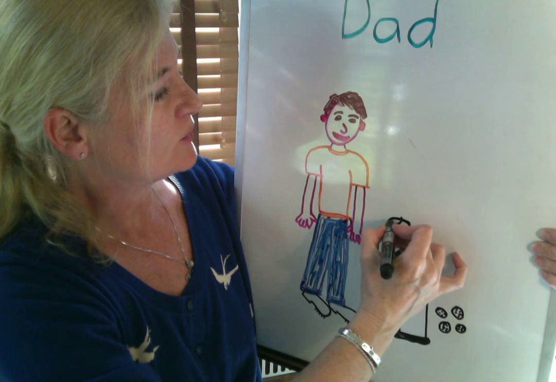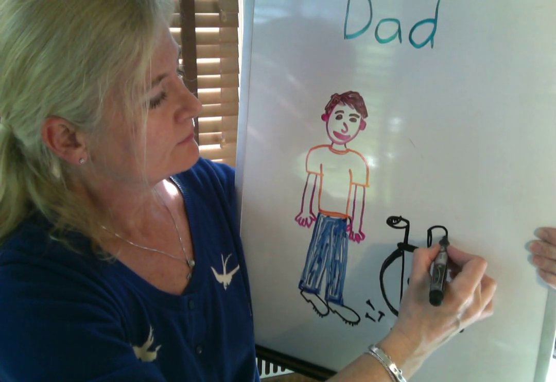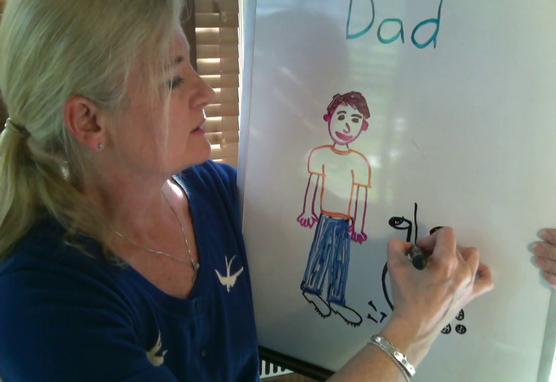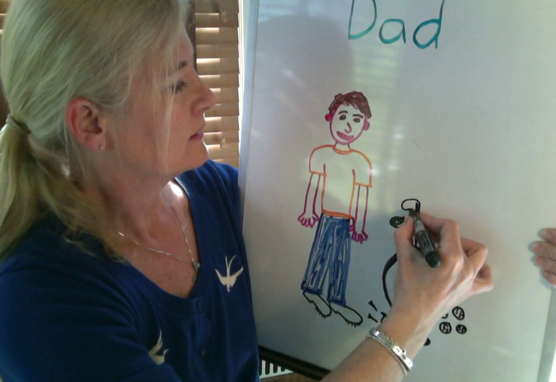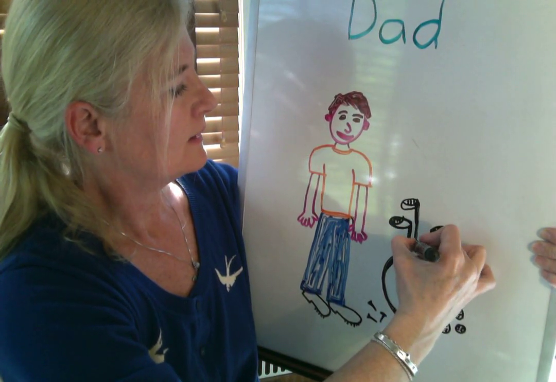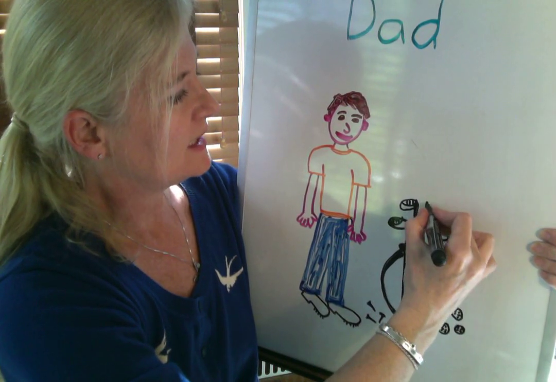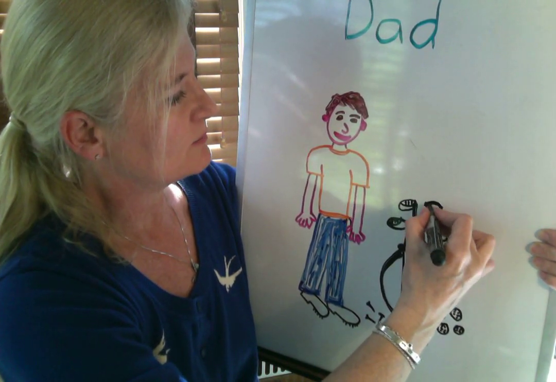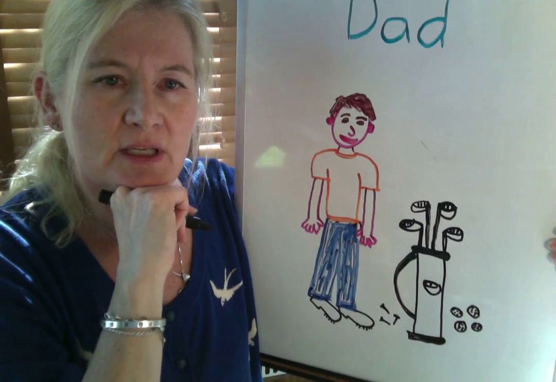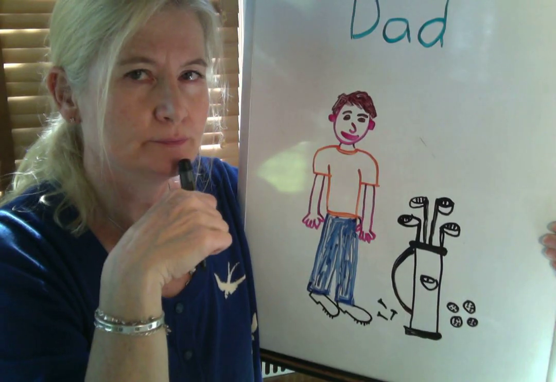Okay, and in this bag are special clubs. Now maybe you already figured out what it is that my dad likes to play. And maybe your dad likes to play it too. Okay, I'll draw one more, because he needs lots of them to play, because he needs to play lots of different shots. What do you think? Have you figured it out yet? He uses these to hit the white balls.